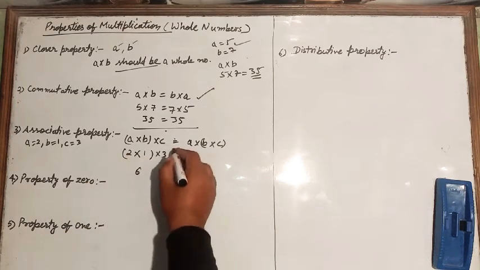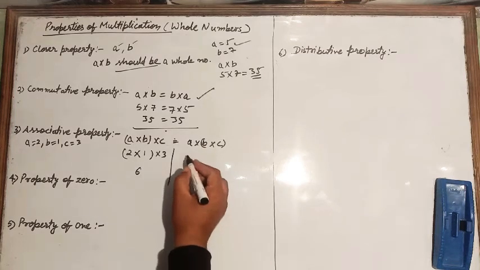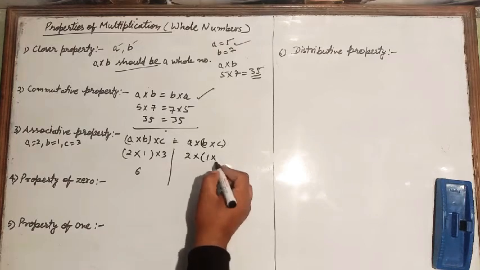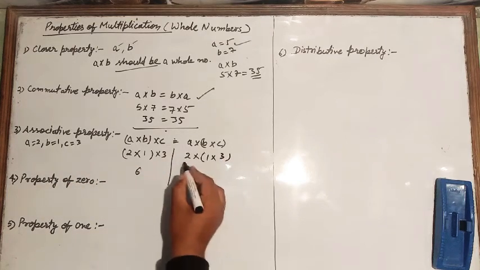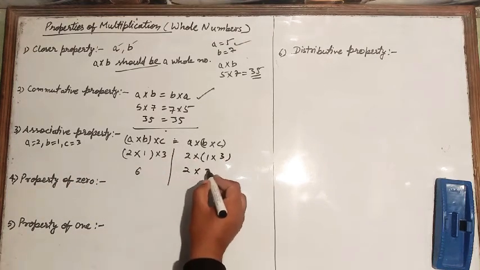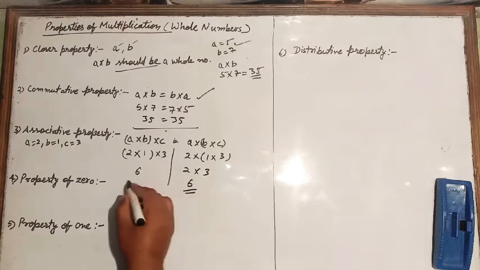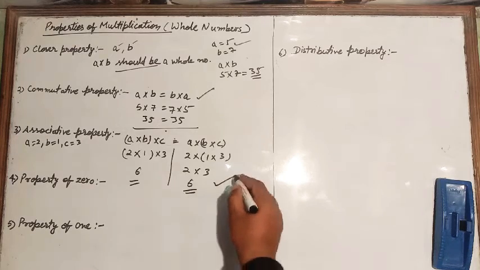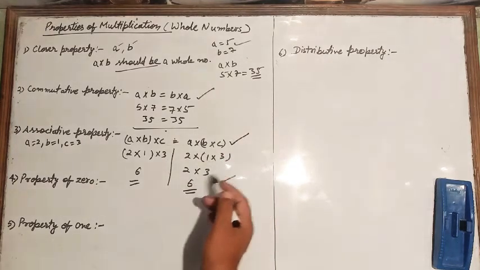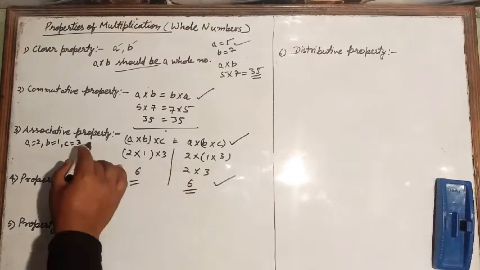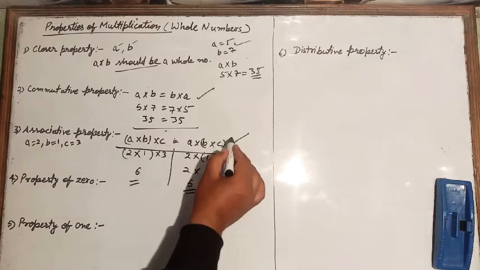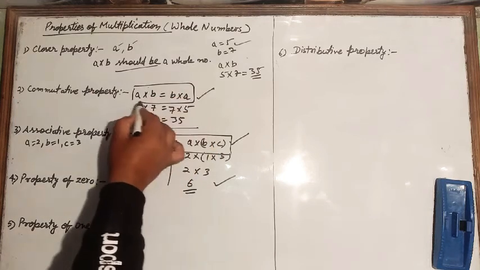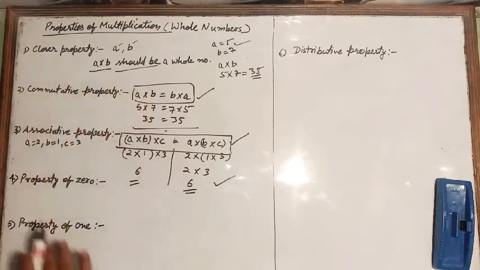This is the left hand side value. Right hand side value you can check: 2 into, at the place of A we will write 2 into 1, into C's value 3. So 2 into 3 ones are 3, 3 twos are 6, which means the value of left hand side and right hand side is equal, which means it is true. Hence we can say associative property holds good for the multiplication of whole numbers. Here commutative property also holds good and here closure property also.